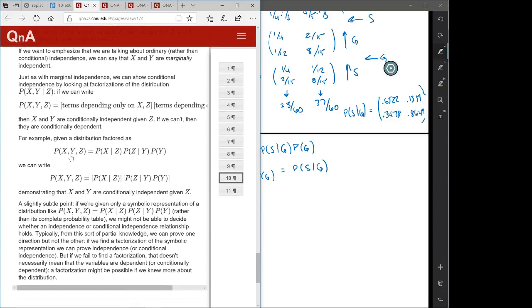So here's an example. If we have a distribution that we happen to know fits the following form, p of x, y, z is equal to p of x given z times p of z given y times p of y, then we can factor it. Here I've put square brackets around the two factors. This contains only X and Z, and this contains only Y and Z. And so we've demonstrated that X and Y are conditionally independent given Z.